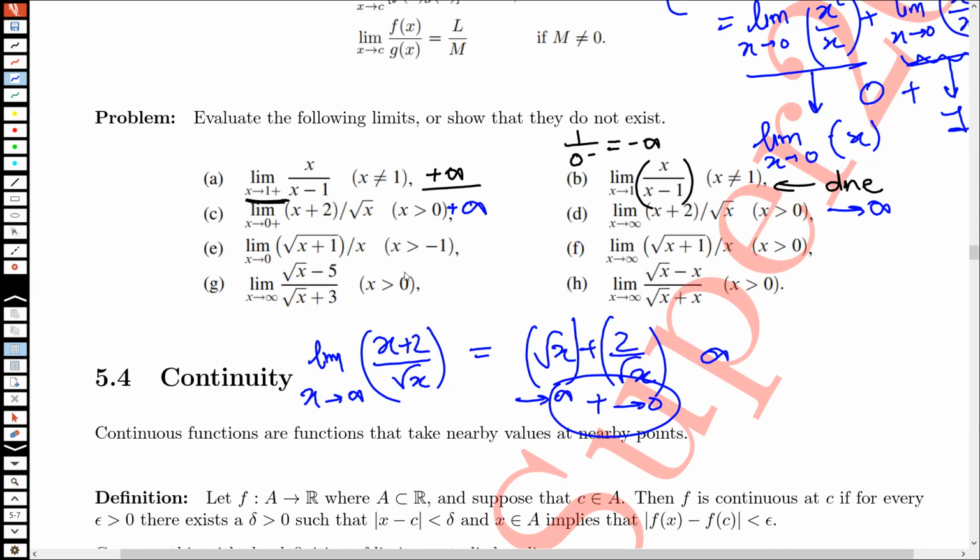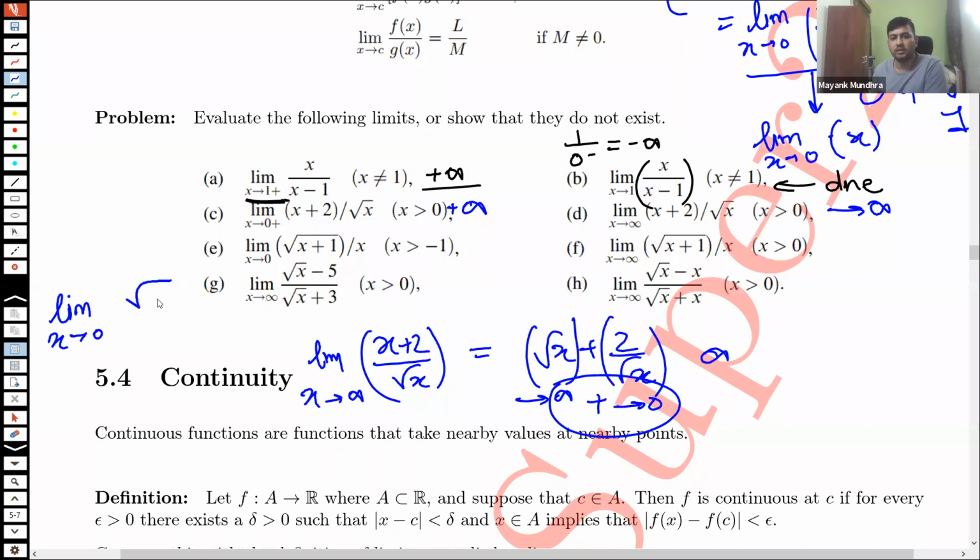Okay. So Yuvakshi, you're up next. Yes, sir. Do you have this limit x tending to 0 for under root x plus 1 by x? No, sir, I wasn't able to do. Okay. What happens to x plus 1 as x tends to 0?